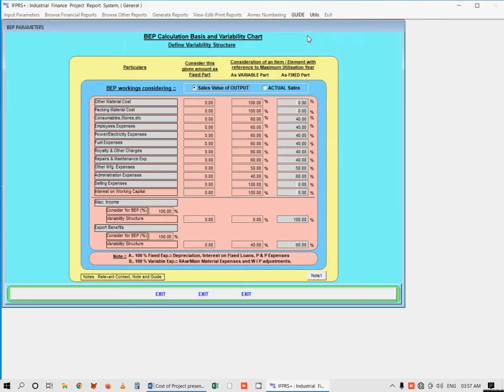BEP could be in terms of reference to production or reference to net sales. You could decide on the variability structure for each element, and whether miscellaneous income is to be considered in the BEP working or not, or to what extent.